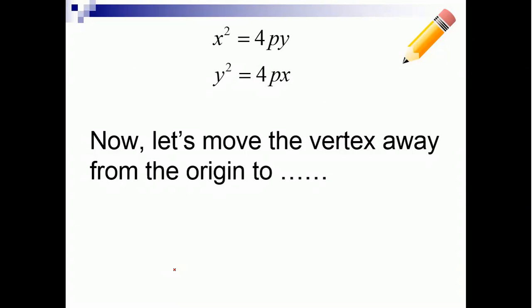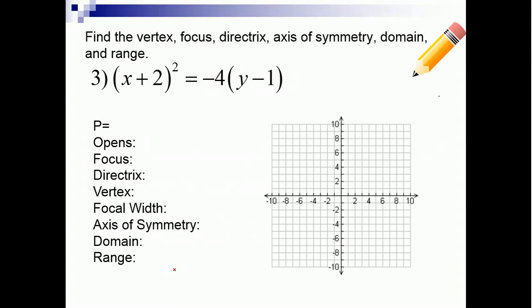Now, let's move the vertex away from that origin. So what this is now going to look like is something like this. So basically inside the parentheses you're going to have a k and an h, kind of like it looked like when we did our vertex form with the regular parabola, right? So basically we're just going to need to think of where's my vertex first. So we have this problem here. Notice this one is moved. So it's x plus 2 squared equals negative 4 times y minus 1.